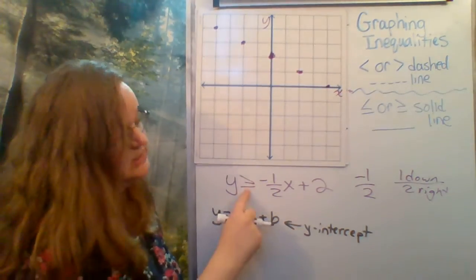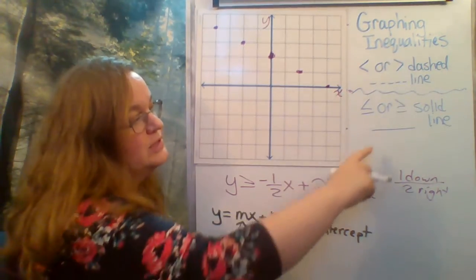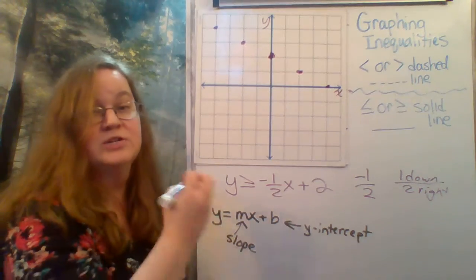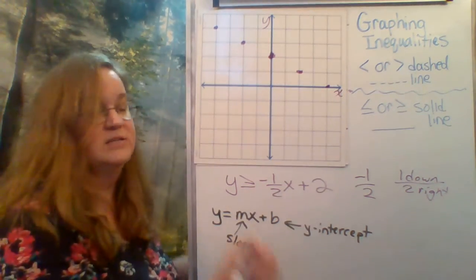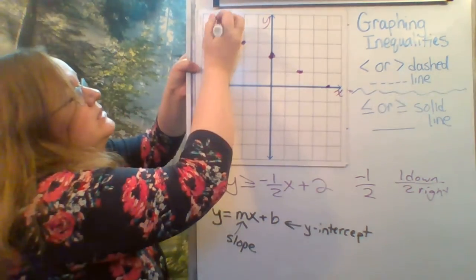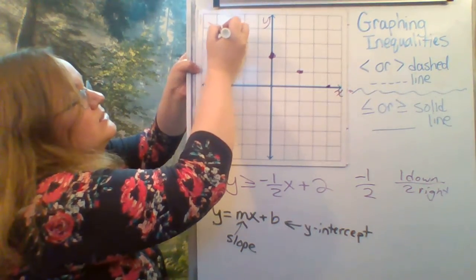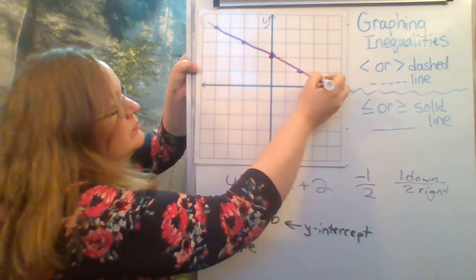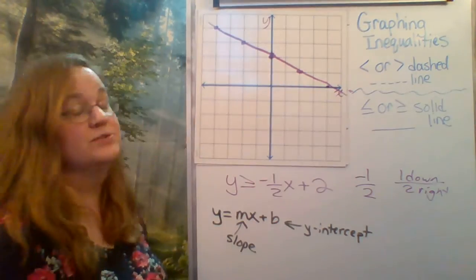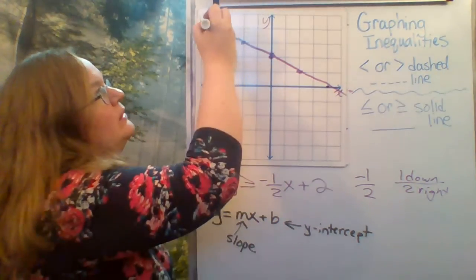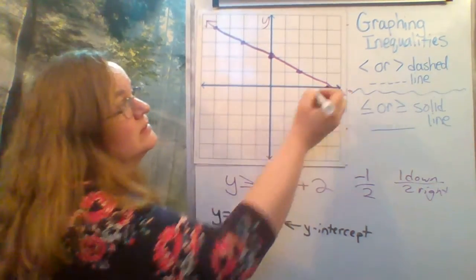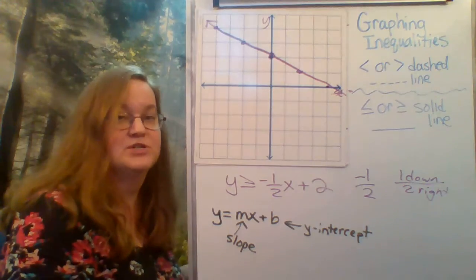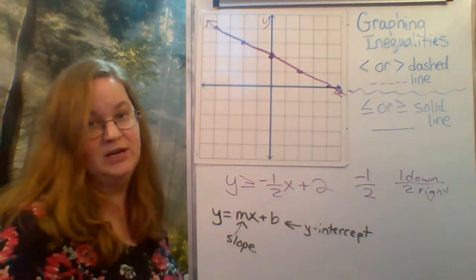Now, this is an or equal to. An or equal to means that anything on that line is a possible solution. So that's going to be a solid line because it's going to be included in that answer. Okay, so it looks something like that. Now, the last bit, the bit that's different than when you're doing just an equation, is that there has to be a shaded area.